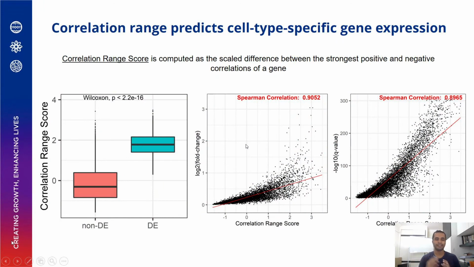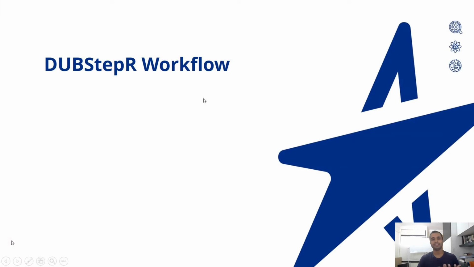Thus, we looked at the range of correlations, that is, the scale difference between the positive and negative correlations, and hypothesized that that would have some predictive power in feature selection. And indeed, we see that this correlation range score is significantly different between DE genes and non-DE genes, and predicts or correlates well with the log fold change and log Q value of differential expression. Thus, we decided to use this intuition to build DUBStepR.